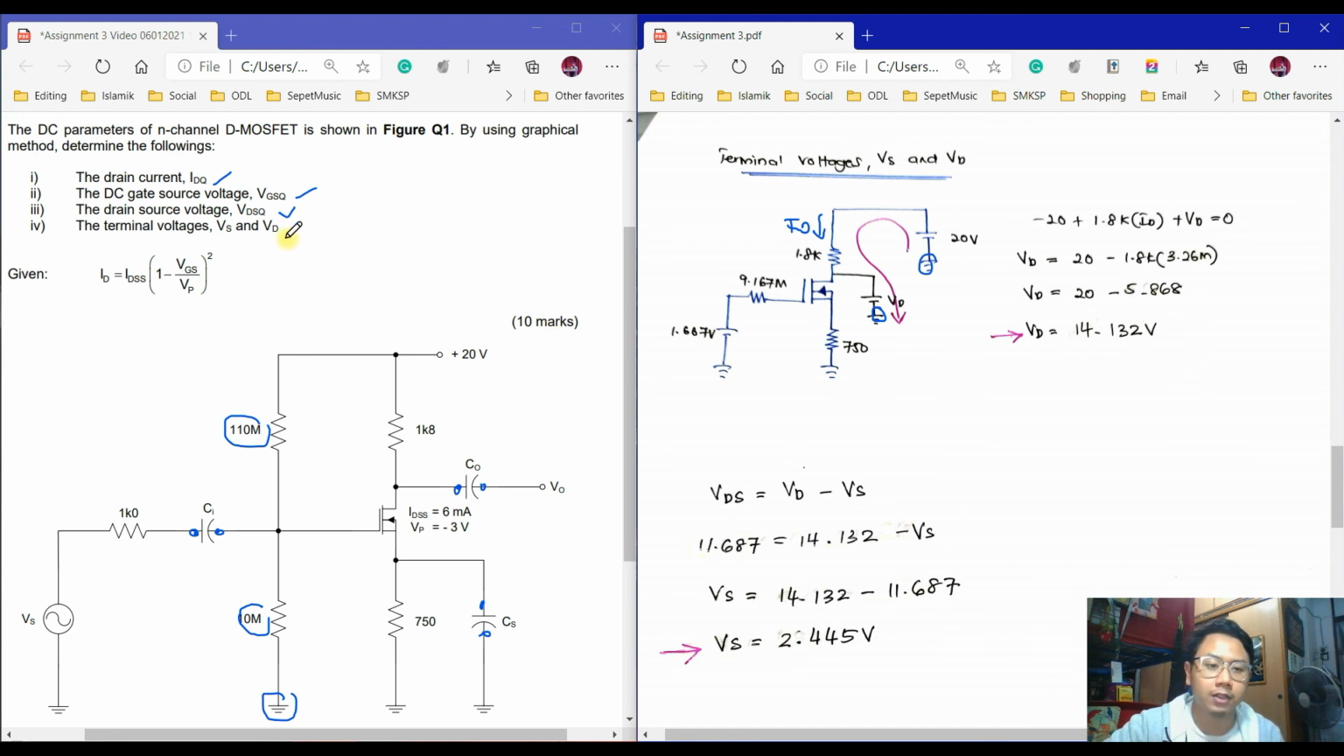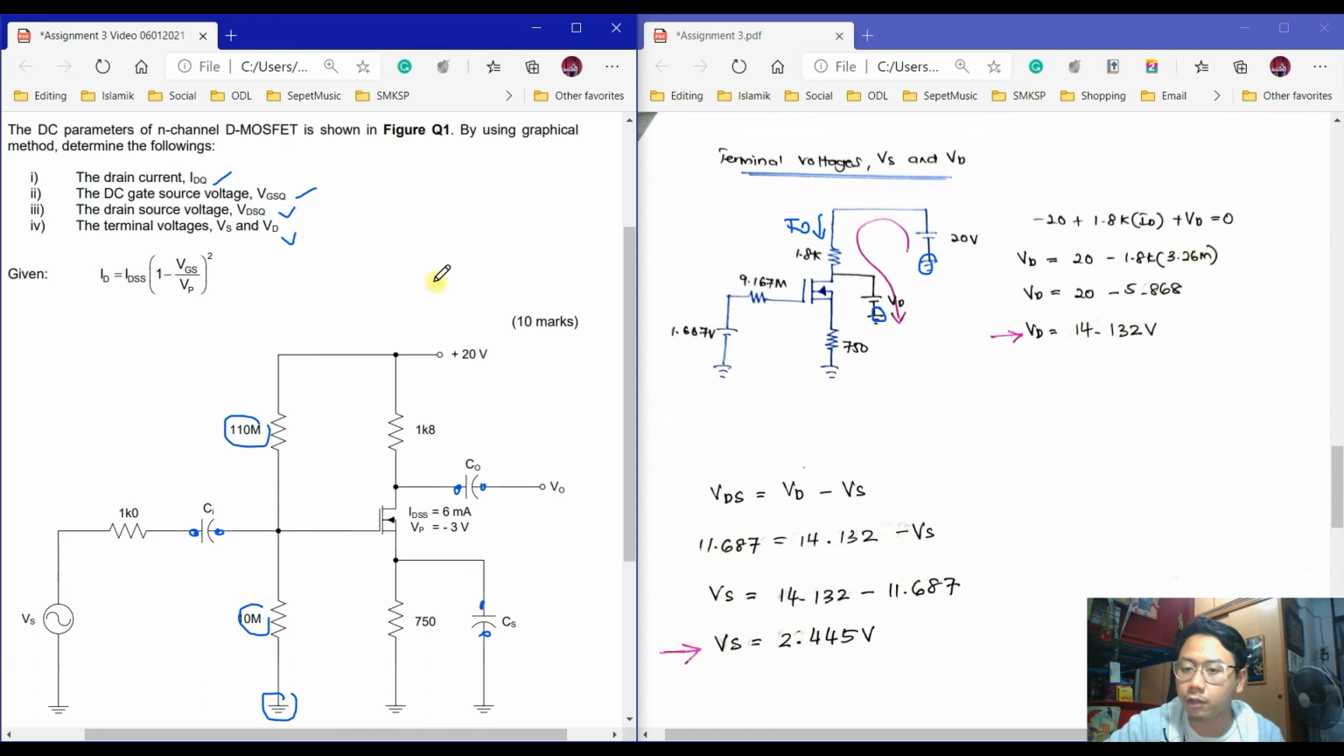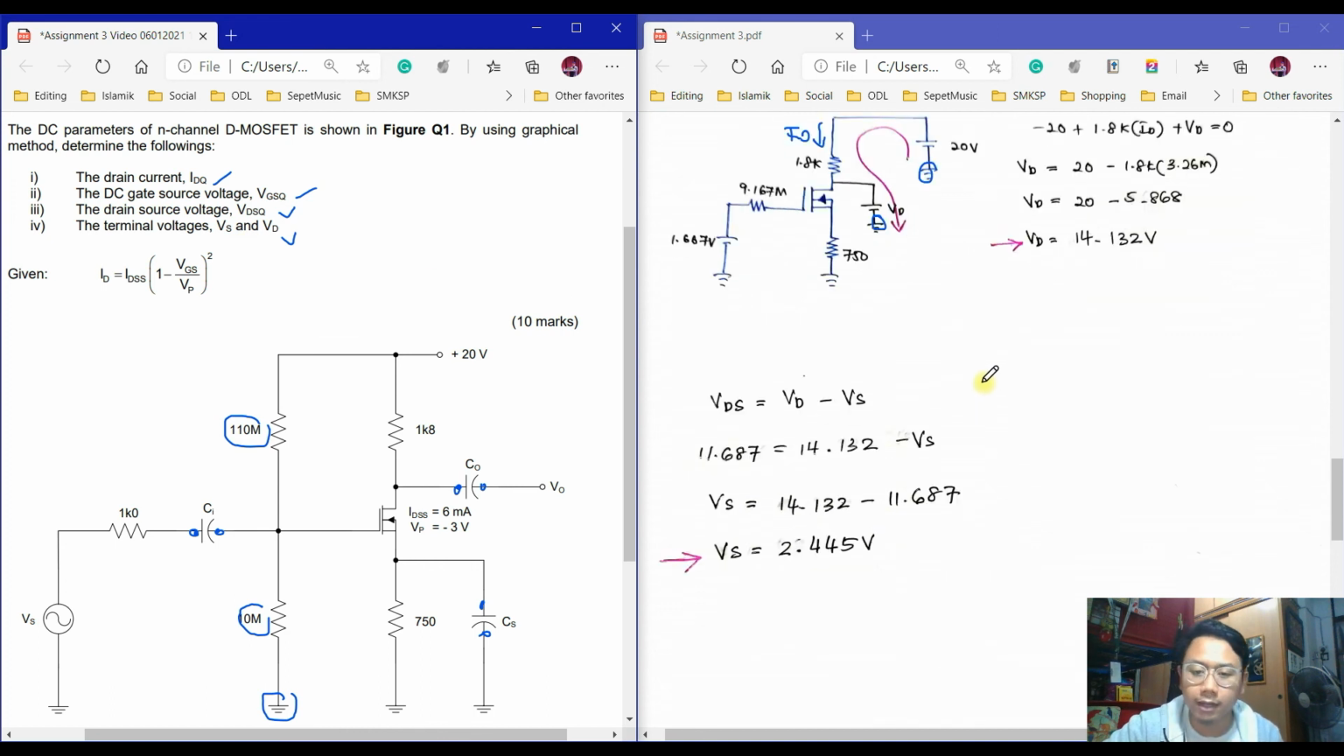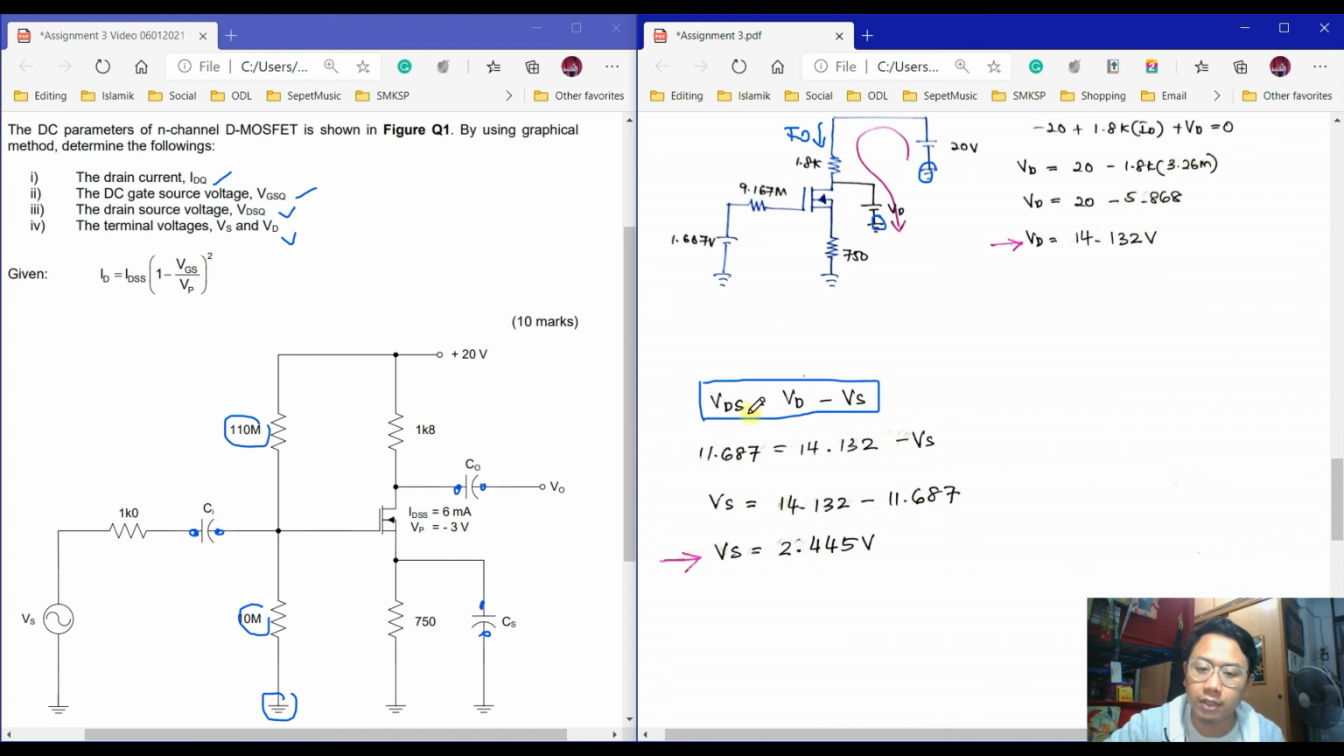So we are done finding the value of Vd, and now how to find the value of Vs. The value of Vs we get by using this equation, Vds is equal to Vd minus Vs. And we just enter the values of Vds and Vd, and Vs will become Vd minus Vds. So the value of Vs we will obtain is 2.445 volts. So we are done finding the value of Vs.